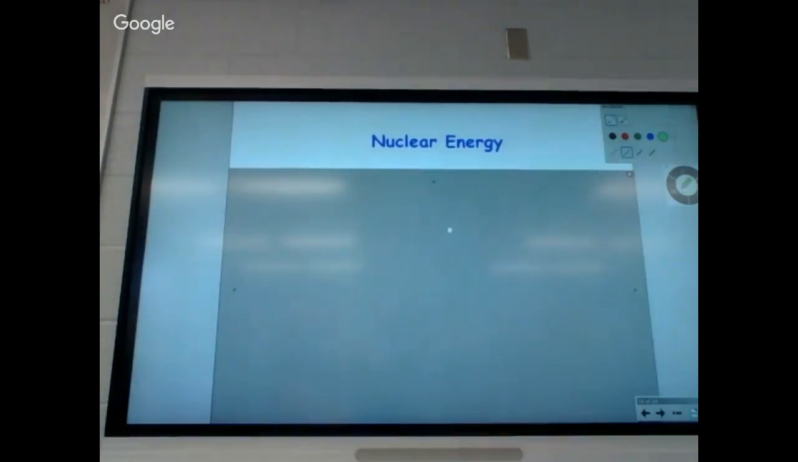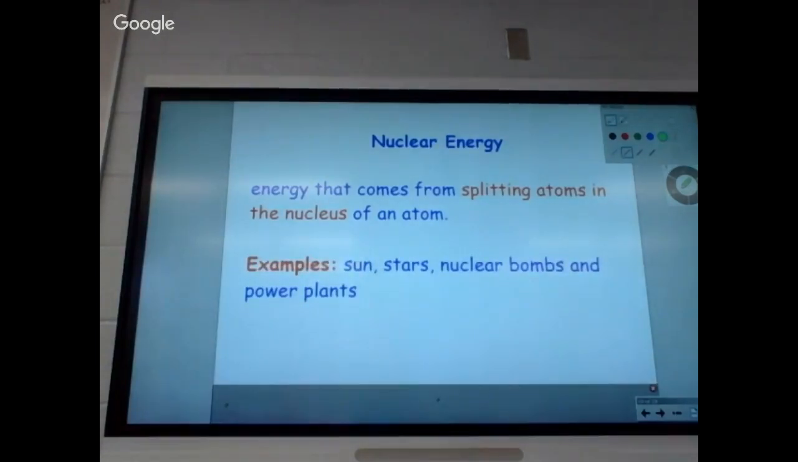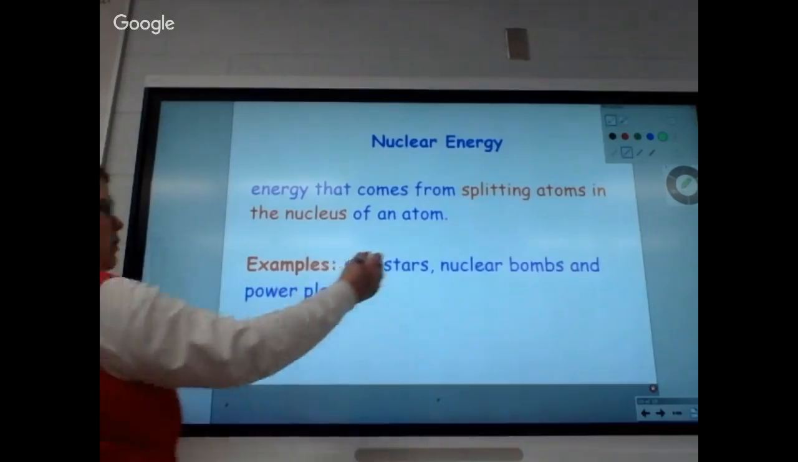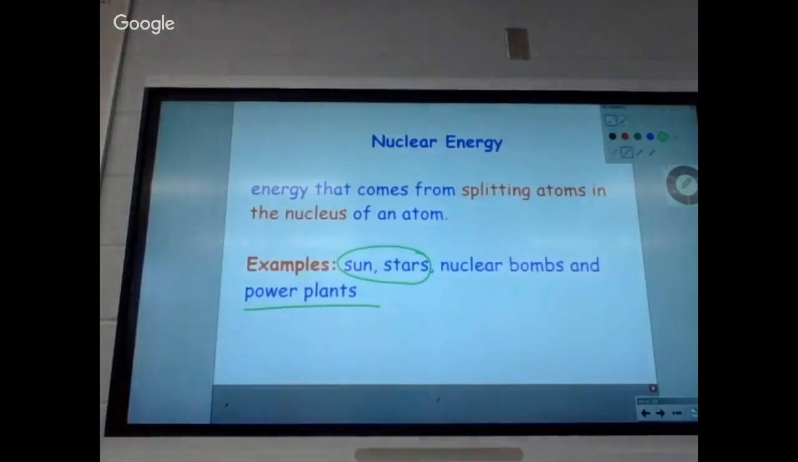All right, nuclear energy, the last one. Now, this comes from the splitting of an atom. Now, there are very few things you can list for nuclear. Okay? The biggest examples that we will talk about are the sun and stars and power plants. Everybody always wants to put nuclear weapons and bombs. All right? We don't use nuclear weapons and bombs. The only nuclear bombs that have been dropped, the United States dropped in what year? 1945, and we dropped them on Japan.